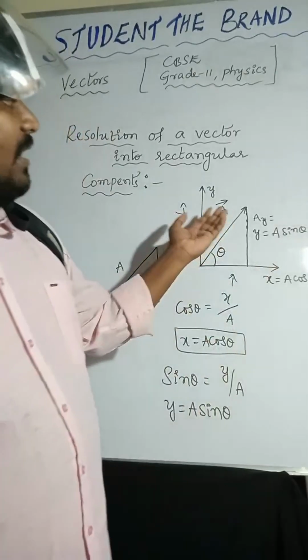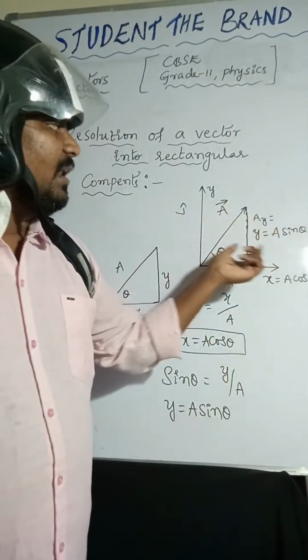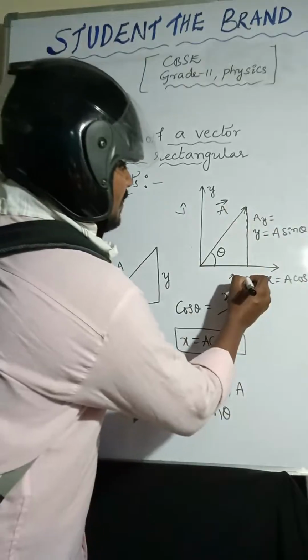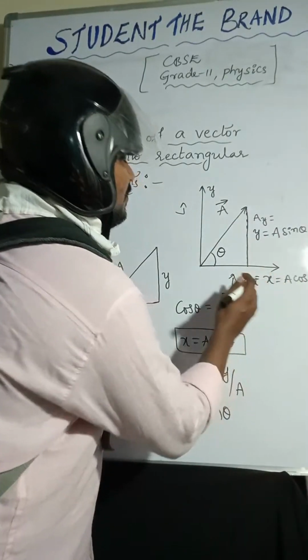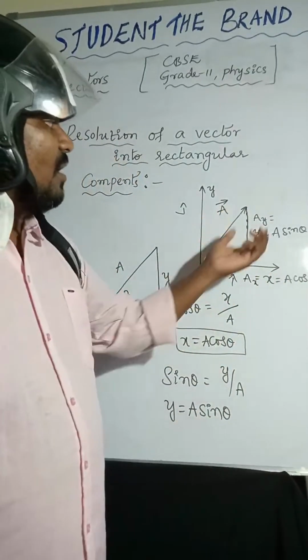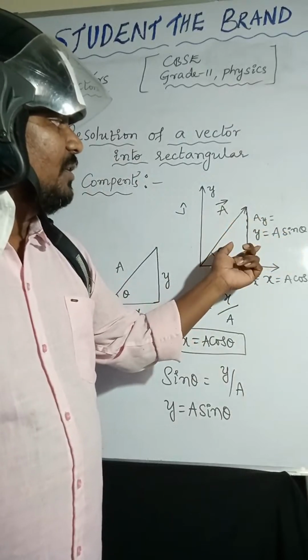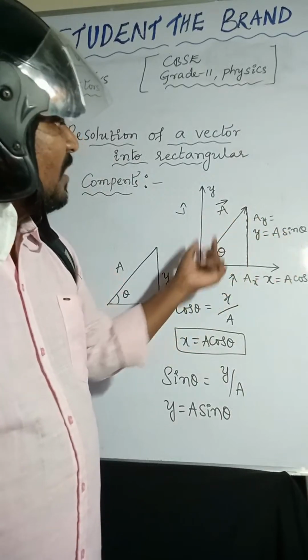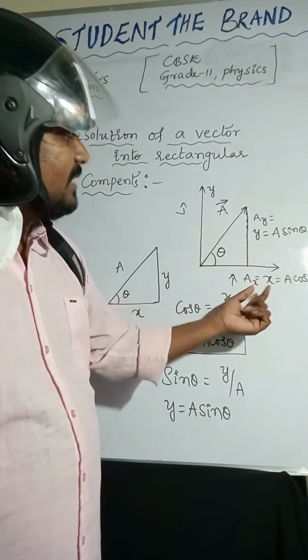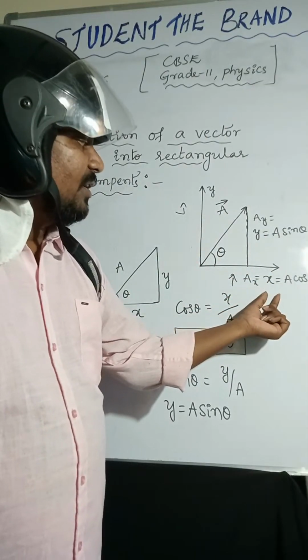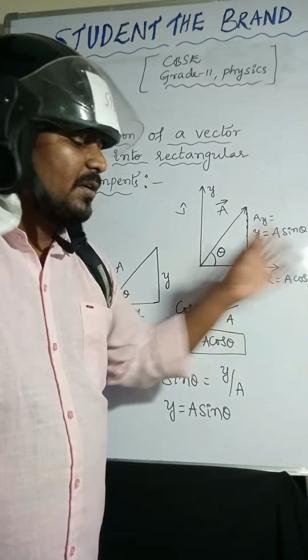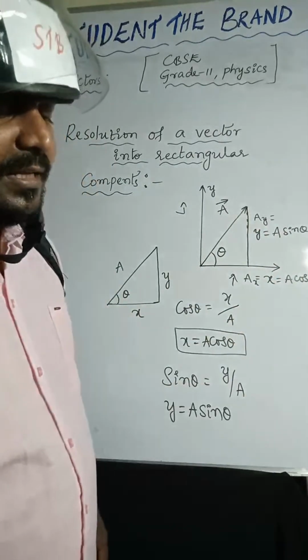So the component of vector a along the y-axis, a_y, equals y equals a sin theta. So the component of vector a along the x-axis, a_x, equals x equals a cos theta. So like that also we can consider.